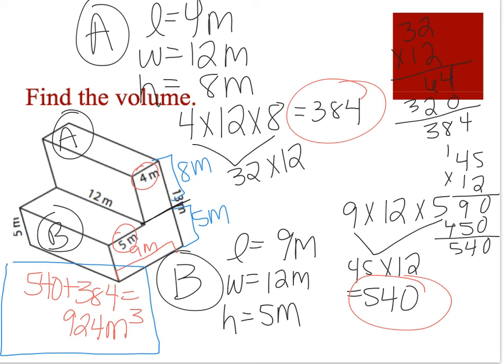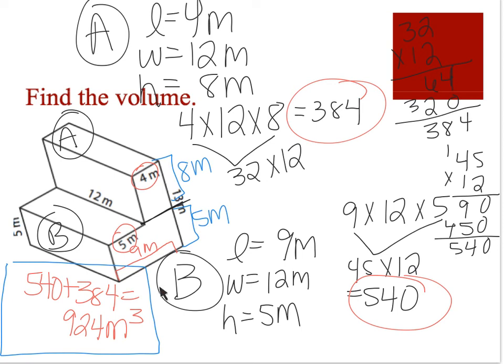So 4 times 12 times 8. I did 4 times 8, which gave me 32. 32 times 12, you can see my work over here. I used standard algorithm to try to figure that out. And so I know that the volume of figure A is 384.